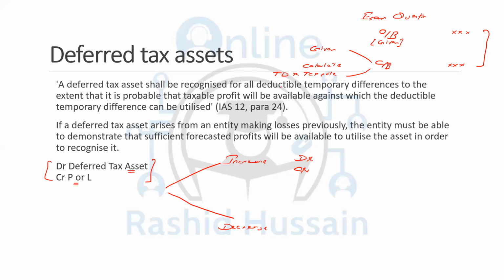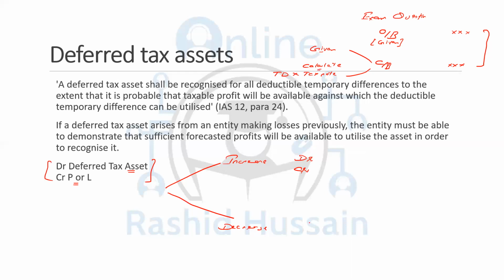How can we calculate it? Just see the deductible temporary difference and multiply it by the tax rate. And if it's a liability, you can just take the taxable temporary difference and multiply it by the tax rate. You will get the closing balance. This is the simplest thing. This is the maximum difficulty level you will have in the exam. Either given, which is the best case scenario, or calculated. And it's not rocket science. Just take the temporary difference, whether deductible or taxable, and multiply it by the tax rate, and you will get the closing balance.